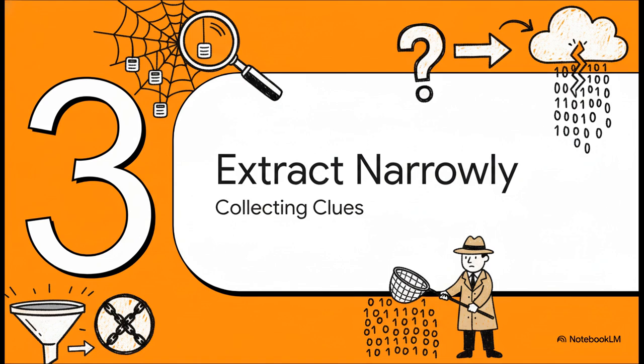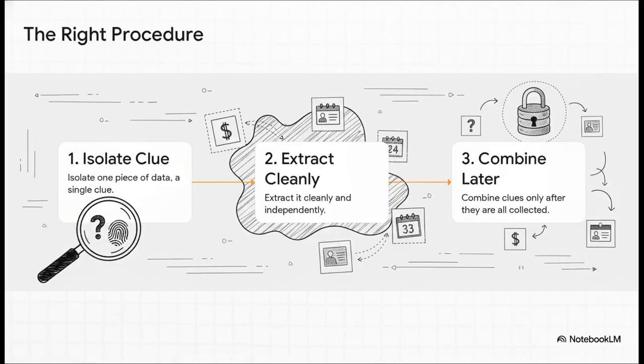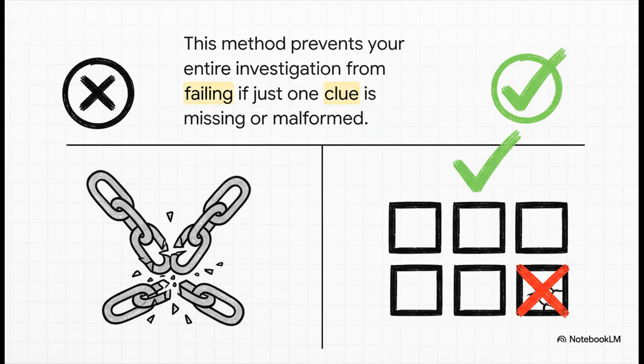This is a spot where a lot of investigations and a lot of scrapers go completely wrong. The right way to do it is to be methodical. First, you isolate just one clue, a single piece of data, like a product name or a price. Second, you extract that one thing all by itself, cleanly. It's only after you've gathered all your individual clues separately that you even think about combining them into a full record.